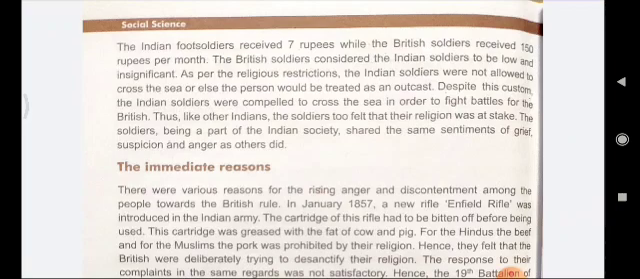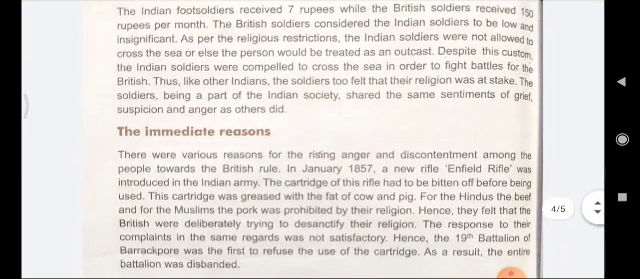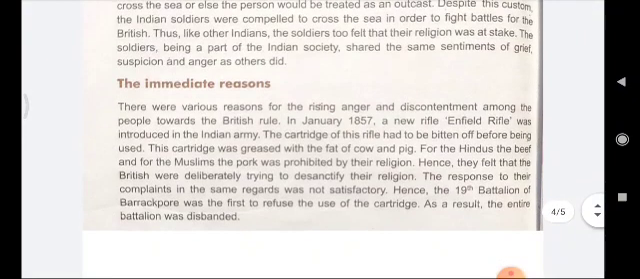The soldiers, being a part of Indian society, shared the same sentiment of grief, suspicion and anger as the others did. So the soldiers also, like the people of the nation, started getting angry and sad with these policies of the British.